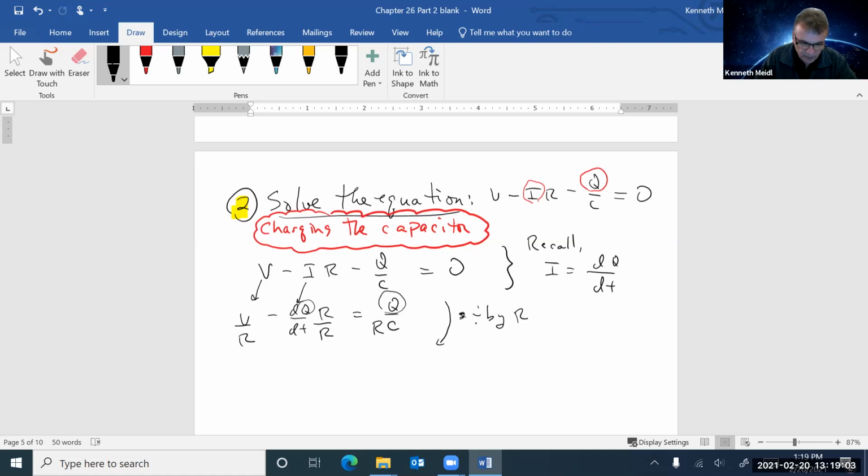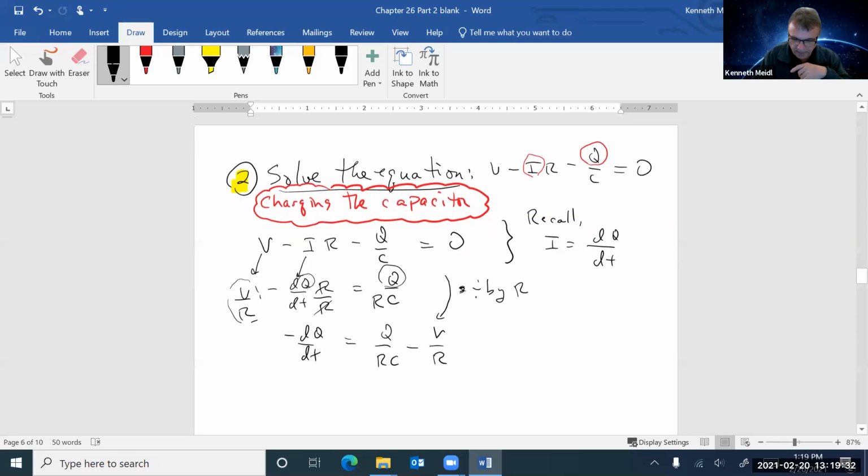And so, when I do that, I think I'm going to end up with something like minus dq all over dt. So these two R's will cancel. And then over here, I've got q over RC. And then I'm going to minus this v all over an R there. So I'll get this, and I'll subtract that from both sides. And so I end up with something like this here.